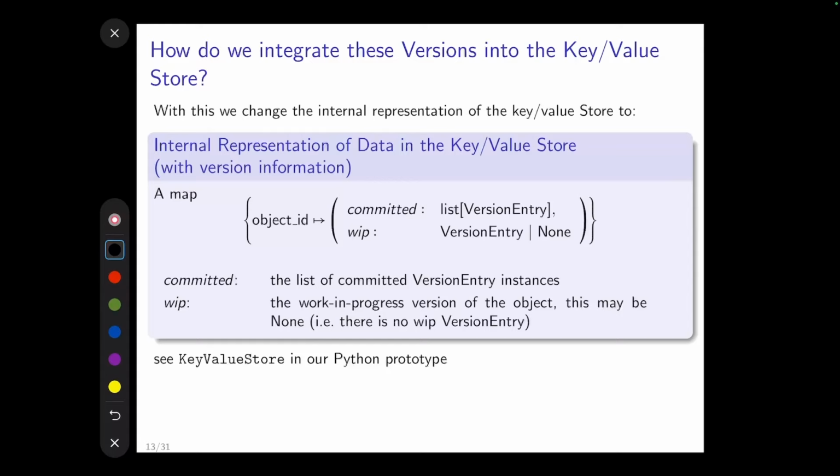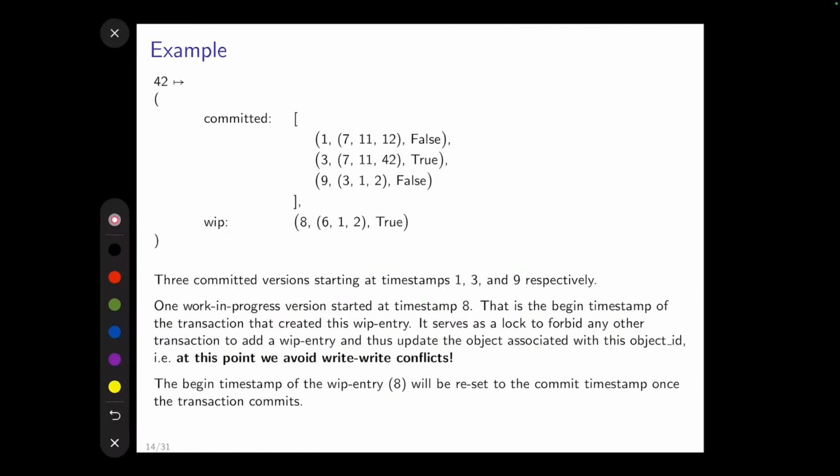And then we extended this internal representation to something like that. Now we have a list of committed entries of type version entry. And we have a work in progress entry. That may be none, signaling currently no one is updating, inserting, or deleting this entry. But at some point in time, some transaction might be working on that, and then you have an entry that's not none or null. We will look at that in detail later on when we walk through examples. Today we will be looking at a lot of code.